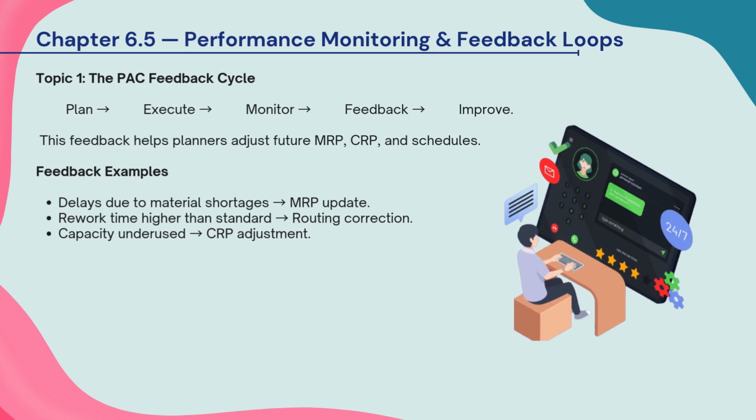This slide explains the PAC feedback cycle. PAC works in a loop. We plan, execute, monitor, take feedback, and then improve future plans. This feedback directly influences MRP, CRP, and scheduling accuracy. Examples include adjusting MRP when delays happen due to material shortages, correcting routing when rework times exceed standards, or modifying CRP when capacity is underutilized.